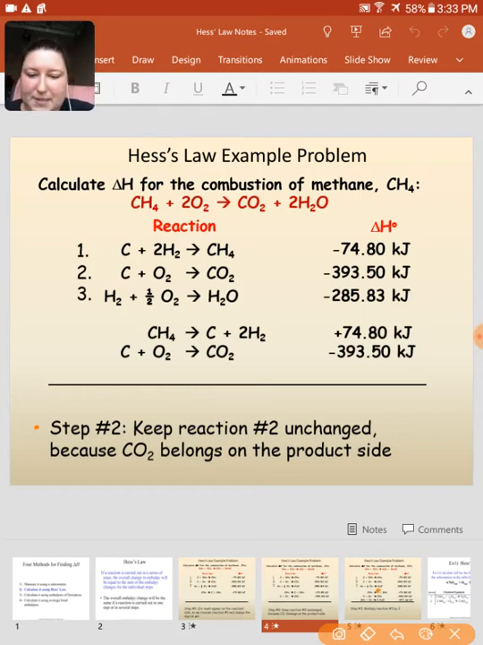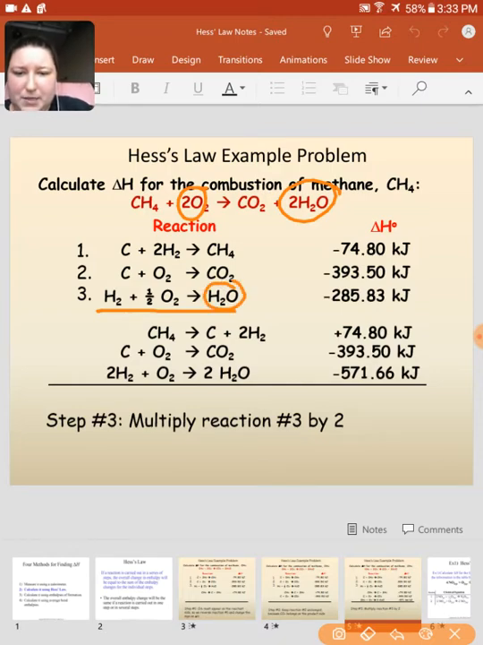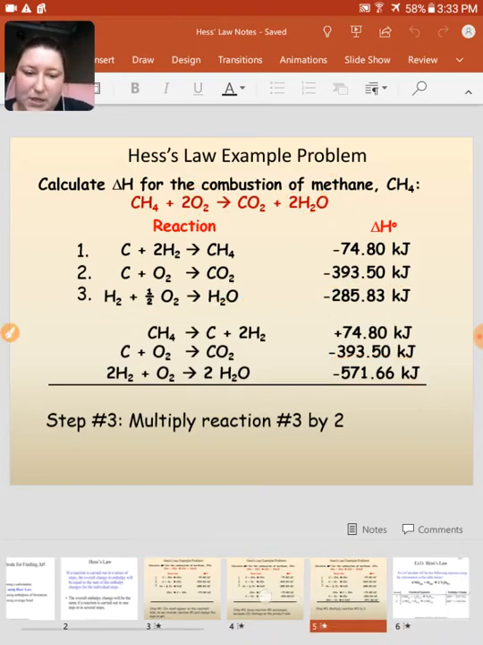And then step 3, multiply reaction number 3 by 2. So if we see here, we have H2 plus 1/2 of O2 yields H2O, but I have 2 O2 right here and 2 H2O over here. So I'm just looking at the H2O in this case, because I'm just looking at whatever's in my reaction as I go. And so I need to multiply this H2O by 2 to get 2 H2O, so I just multiply this by 2, and then I add them all up to get my answer.